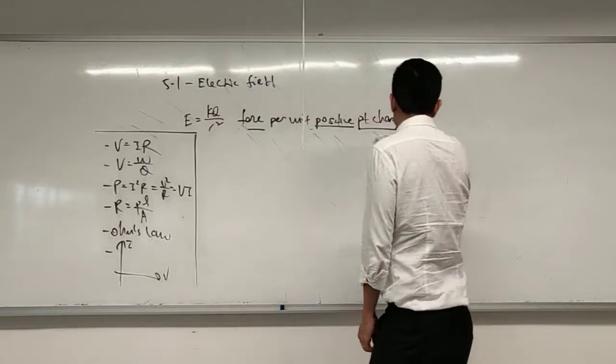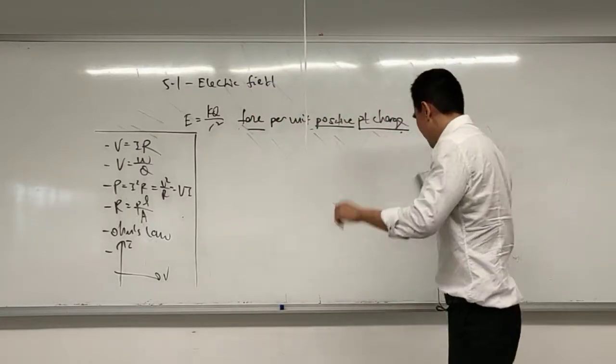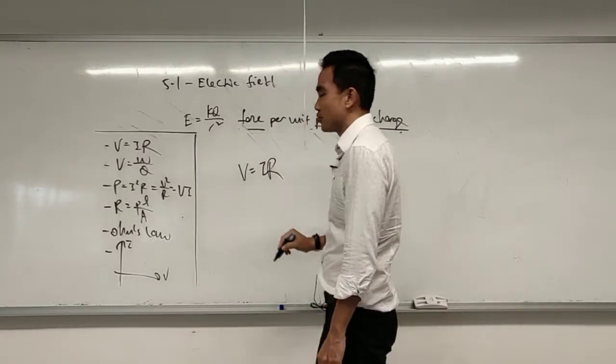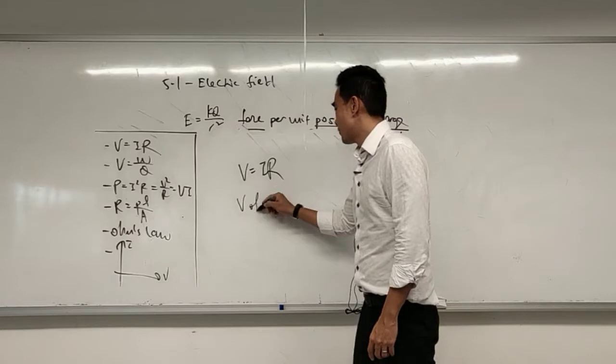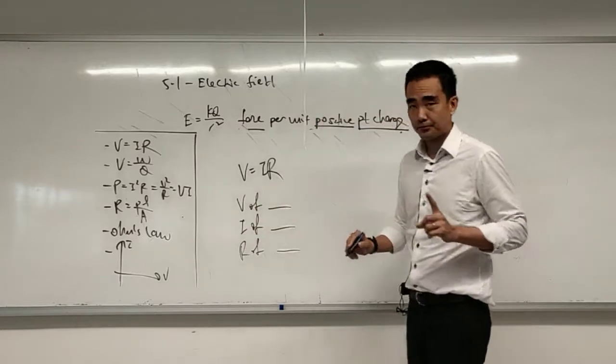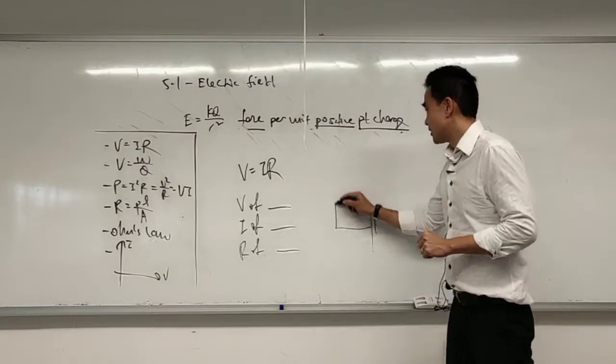Kirchhoff's law is the next thing that I want to go through. Oh yeah, one more thing before I go to Kirchhoff's law: whenever you use V equals IR, the V of the thing, the I of the thing, and the R of the thing must be for the same component. What am I trying to say over here? Let me illustrate using an example.